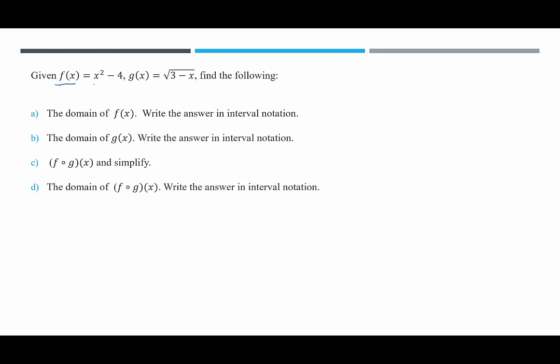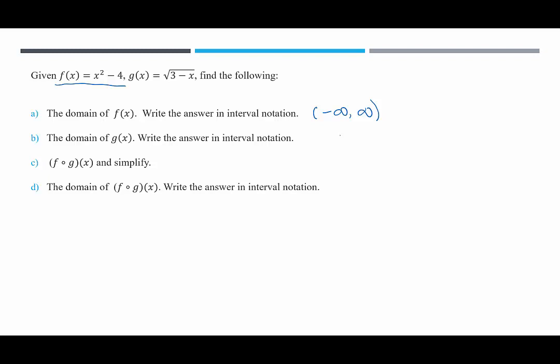So the domain, f of x, is a polynomial function. It's specifically a quadratic. Any polynomial function has a domain of all real numbers. To write this in interval notation, we would say negative infinity to infinity. There are no restrictions on what we're allowed to plug in for x, right? I can plug in any real number for x, and I will get a real number output when I plug it into f of x.